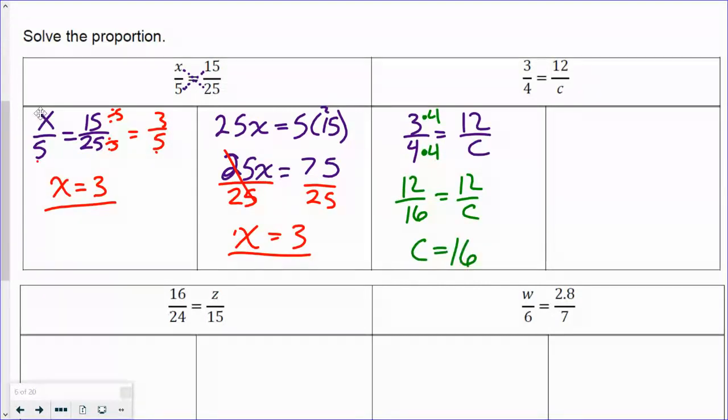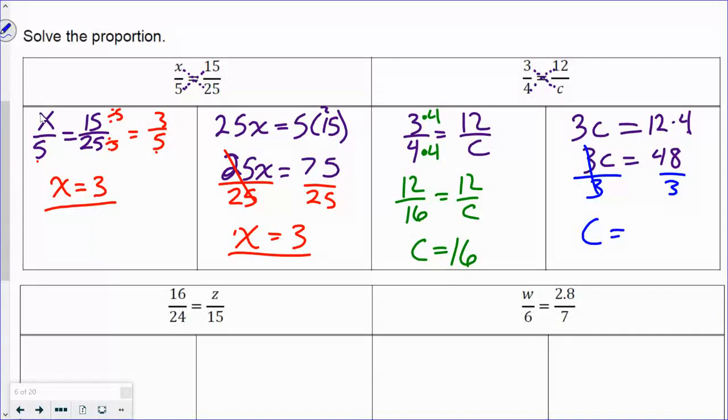But doing it our mathematical way of cross products, I would take my 3 times C and then my 4 times 12, or 12 times 4. Okay, take your one-step equation. 4 times 12 is 48. And I'm like, ooh, I have a one-step equation. Divide by 3 so that we cancel it out. And 3 goes into 48, 4 goes once, 16 times. Okay.